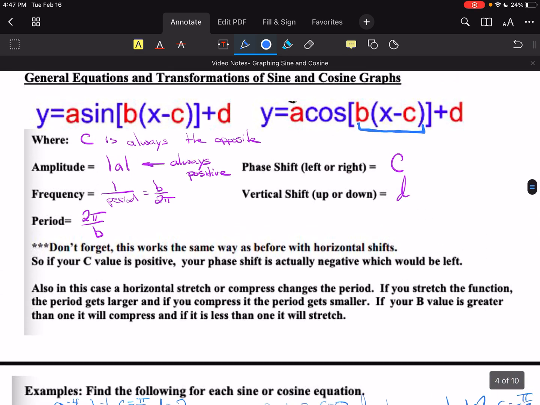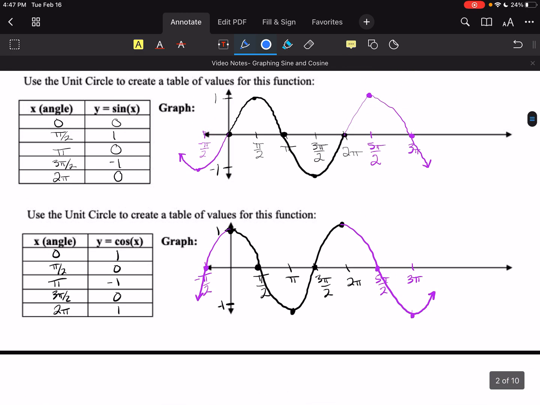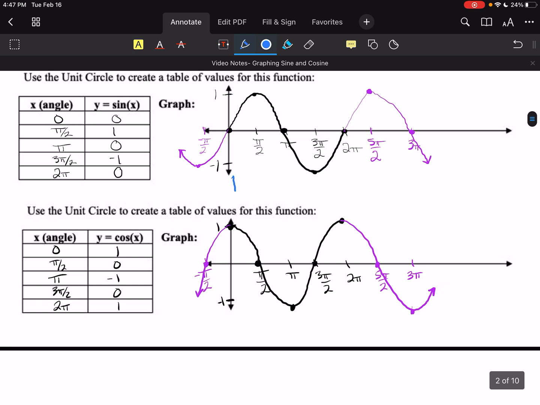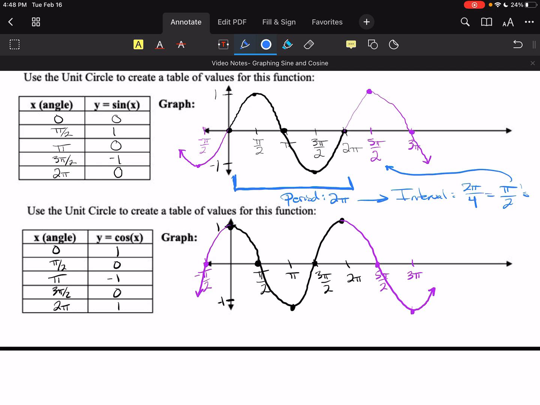In order to find the interval of sine and cosine graphs, you take your period and divide it by 4. Okay, so if I think about my basic graph here, here is my first period, 2 pi. So my interval, I would take my period and divide it by 4, which would be pi over 2. So that's why we move by pi over 2 on the x-axis, because that's what gives me my intervals for my nice points, 2, 3, 4, okay?